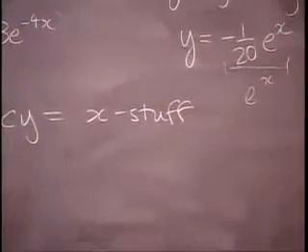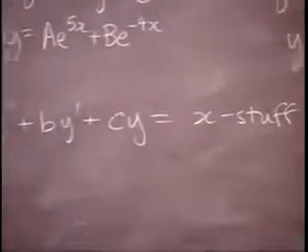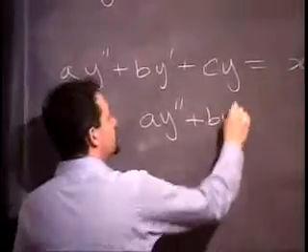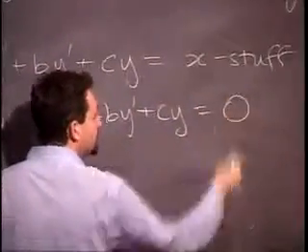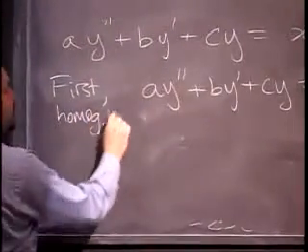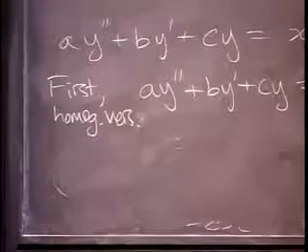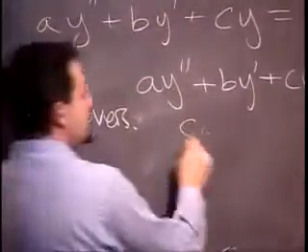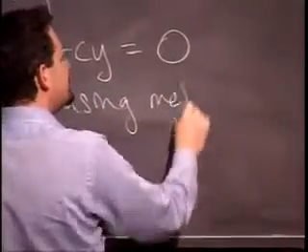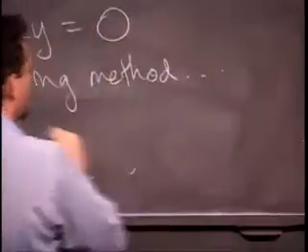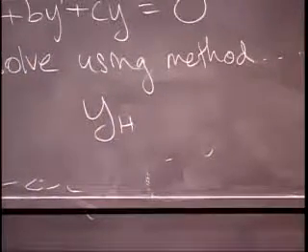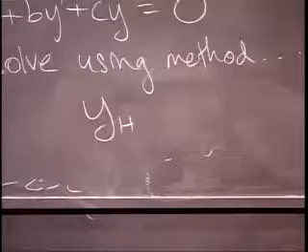Okay, so the general idea is that first, consider a y double prime plus b y prime plus c y equals 0. That's the homogeneous version of the equation. And you solve this using the method that we just did. And you call the solution YH. Capital H I use for homogeneous. Okay, that's not the solution of this.